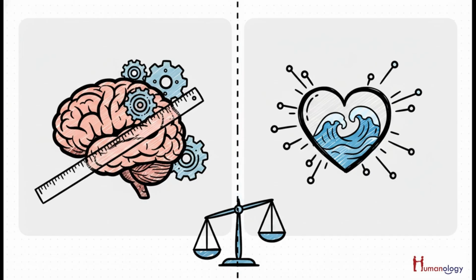Think about your own life for a second. Which of these intelligences do you kind of lean on the most? Are you relying heavily on traditional cognitive logic to get through the day? Or are you navigating complex situations using your emotional and cultural intelligence?